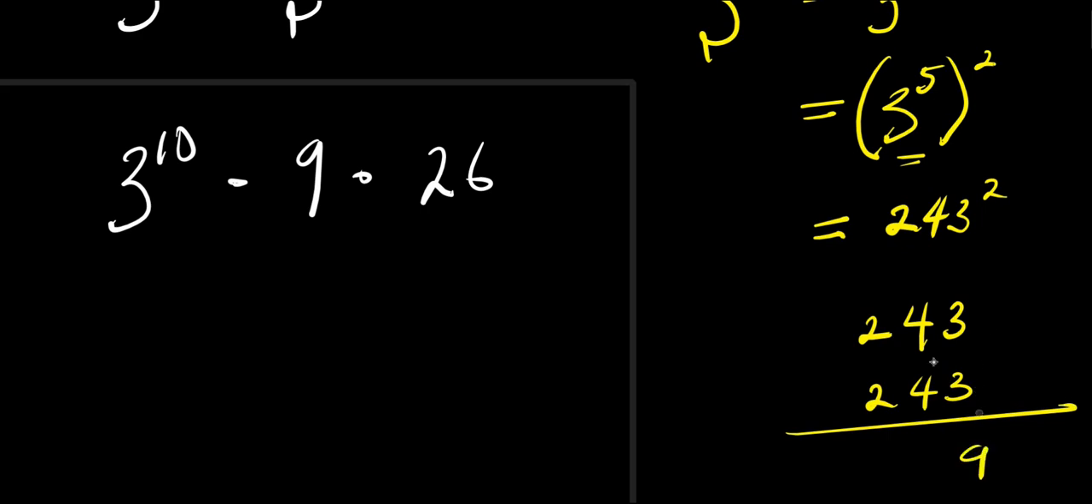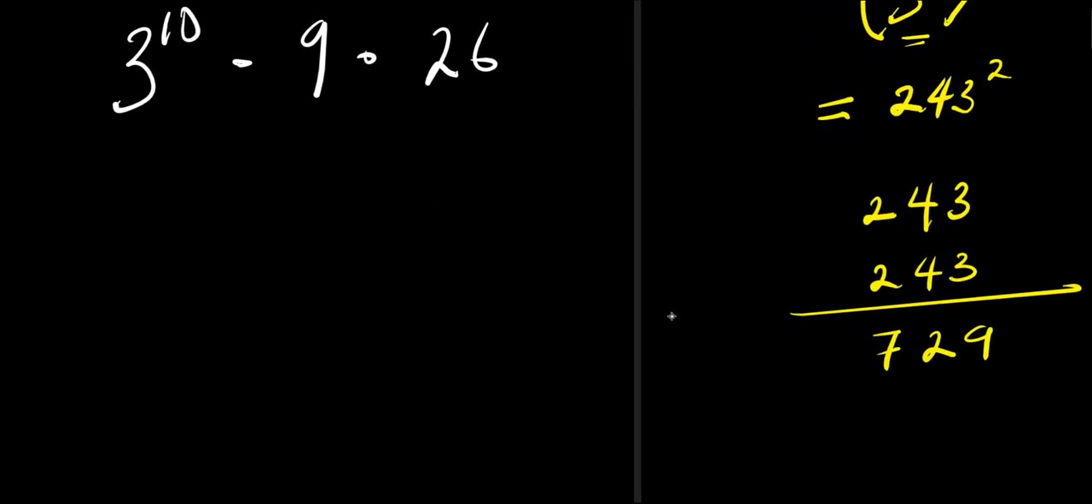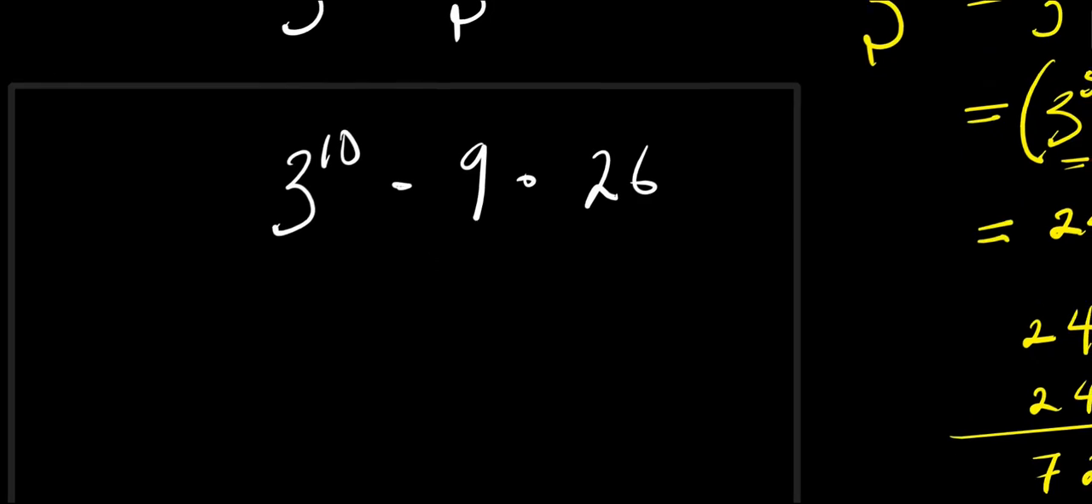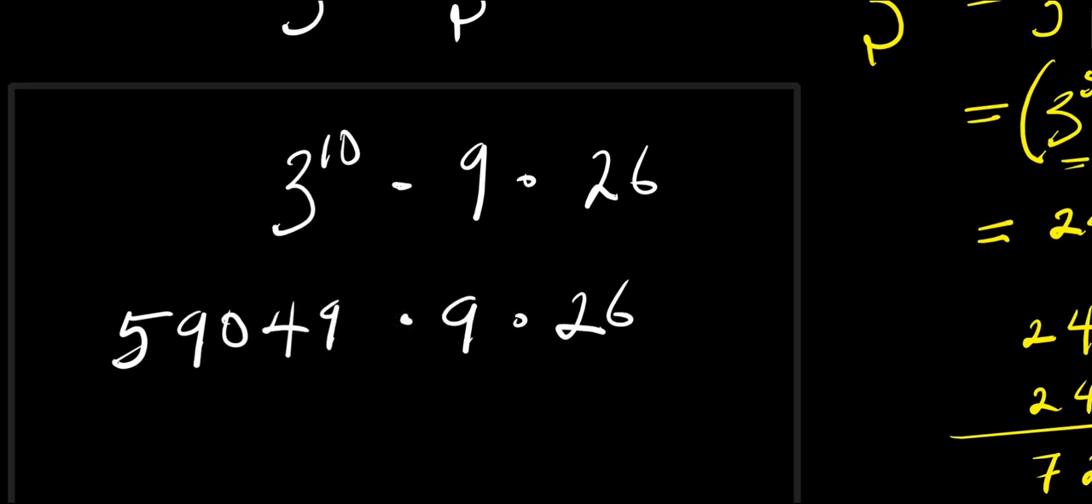3 times 3, 9, 3 times 4, 12, 2 carry 1, 3 times 2, 6 plus 1, 7. 4 times 3, 12, carry 1, 4 times 4, 16, plus 1, 17, 7 carry 1, 4 times 2, 8 plus 1, 9. 2 times 3, 6, 2 times 4, 8, 2 times 2, 4. We add up together. 9, 4, 20, 0, 2, carry 1, 19, 9, 5, 94 now. This is 59049, and 9 times 26.